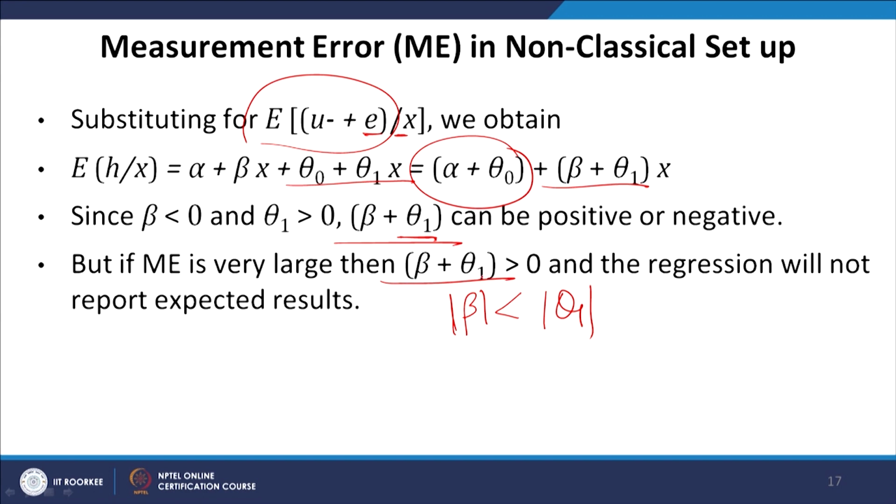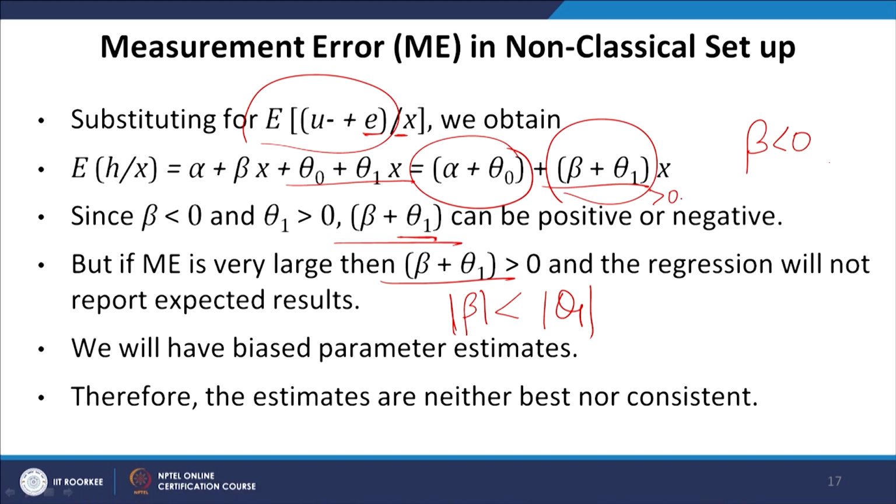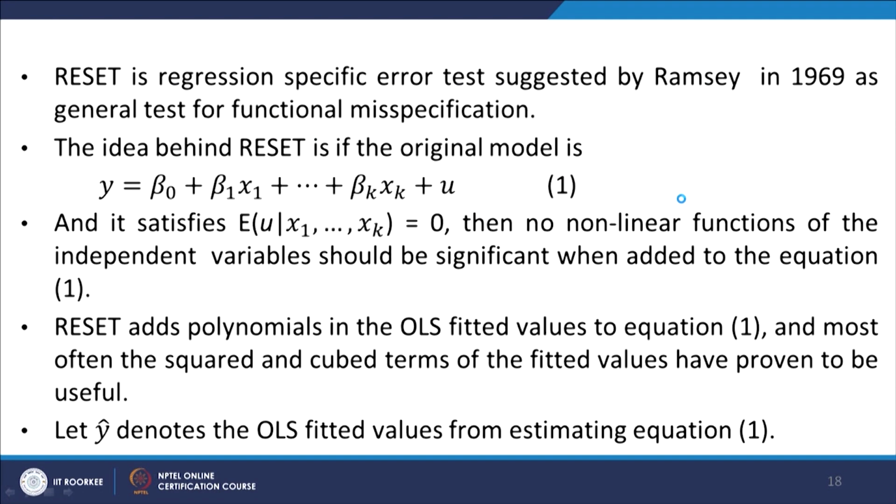And the regression will not report expected results, because originally we expected beta to be less than 0. If we observe a coefficient of x which is greater than 0, then this is actually not fulfilling our expectations following the theoretical argument, or what we had initially postulated. So, we will have biased parameter estimates. Therefore, the estimates are neither best nor consistent. So, they are neither minimum variance, nor consistent.